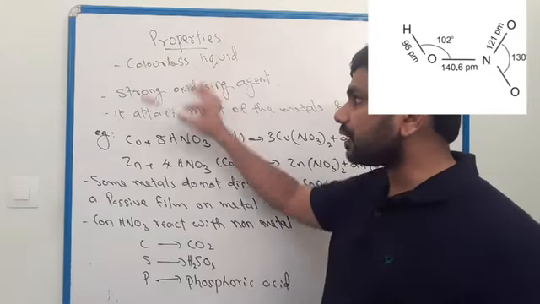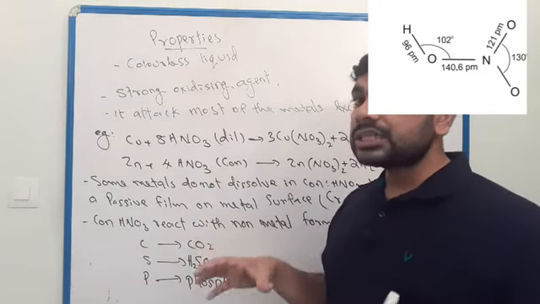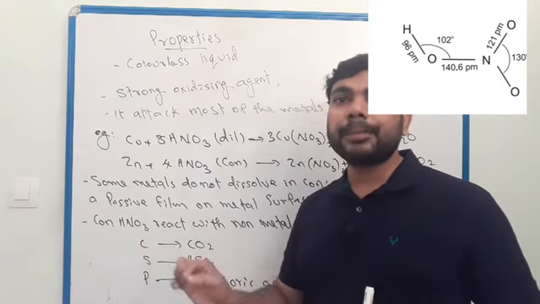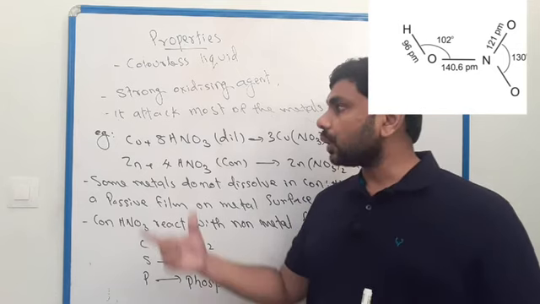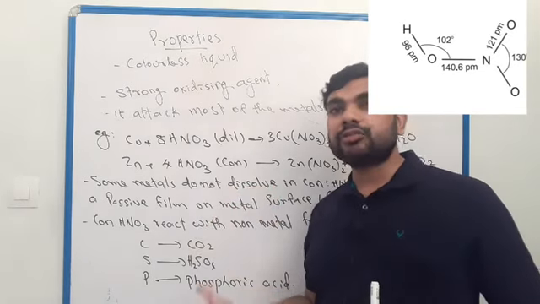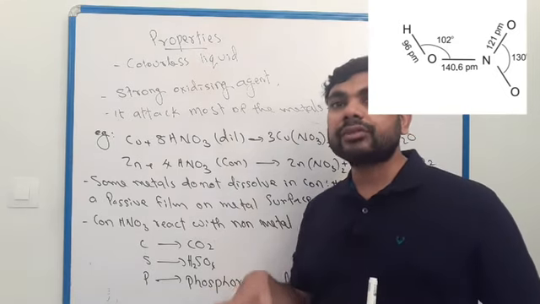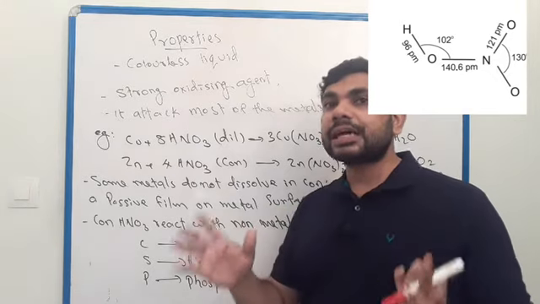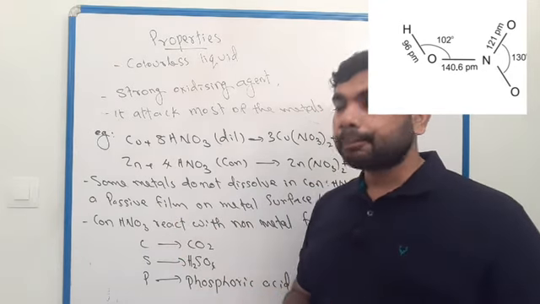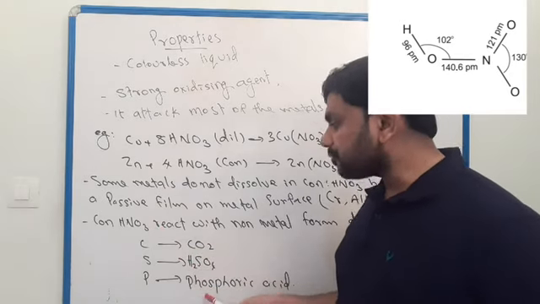So here we discussed different properties of nitric acid. Nitric acid is a colorless liquid and a strong oxidizing agent. It will attack most of the metals except noble metals such as silver, gold, platinum. For example, copper reacted with nitric acid gives copper nitrate, and zinc reacted with nitric acid gives zinc nitrate. Some metals like aluminium and chromium do not dissolve in nitric acid because on their surface there is an unreactive metal oxide layer. And non-metals reacted with nitric acid form these types of compounds.